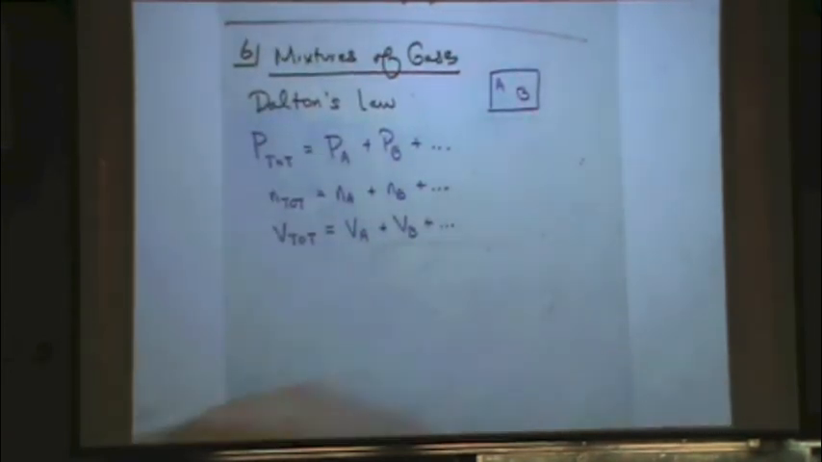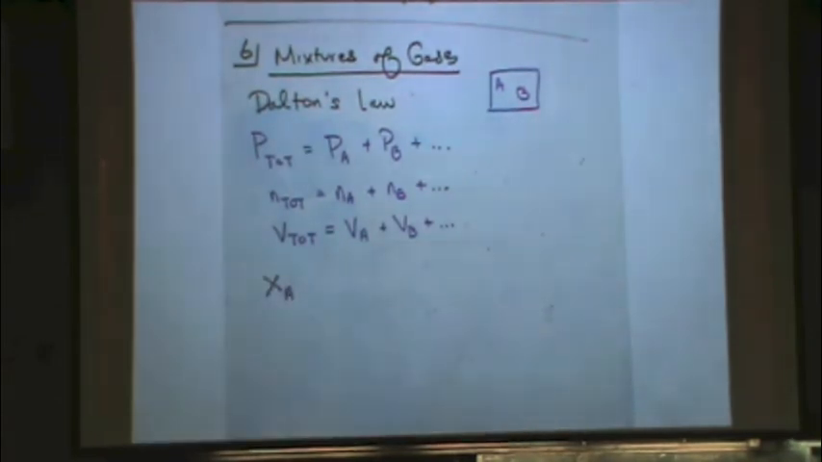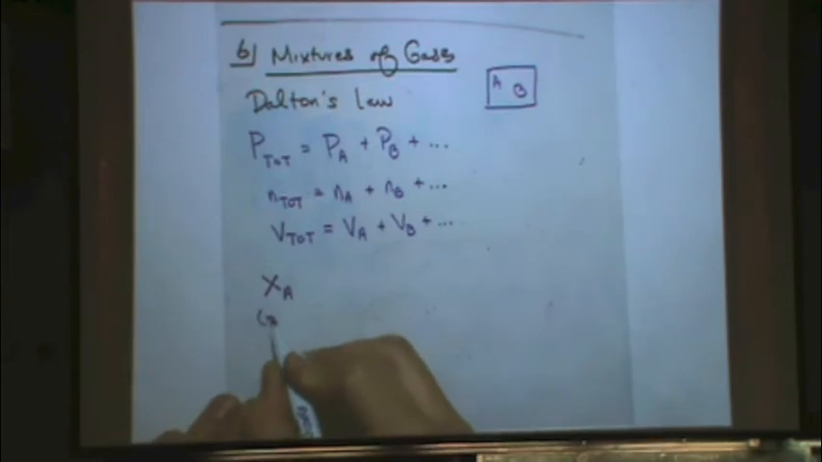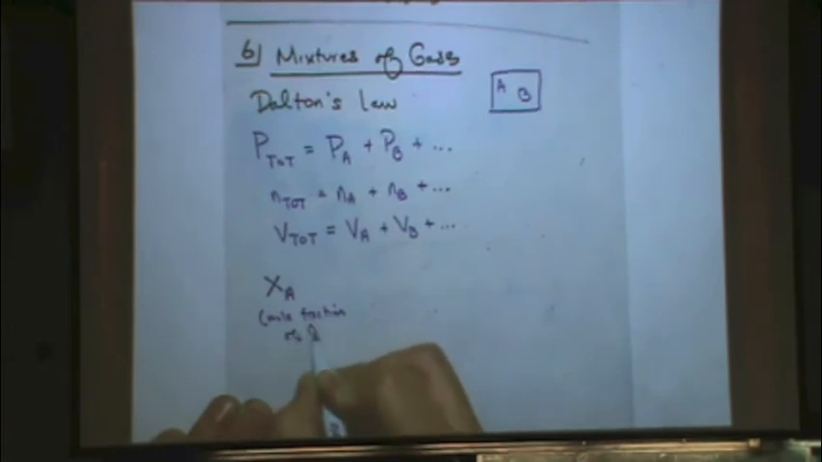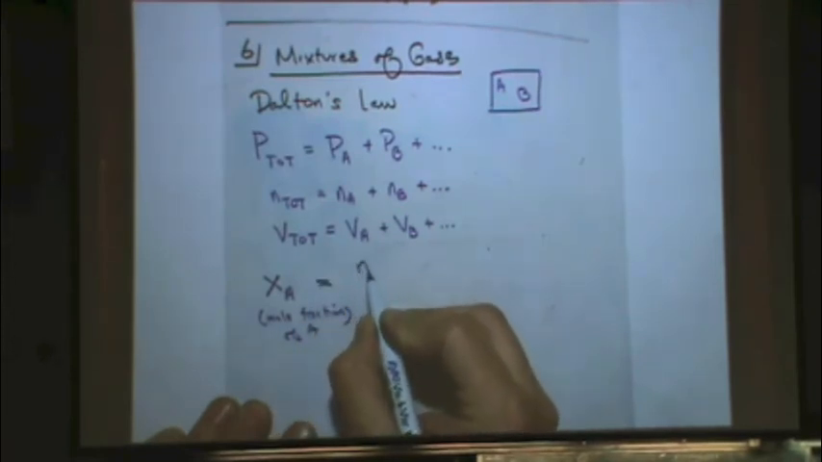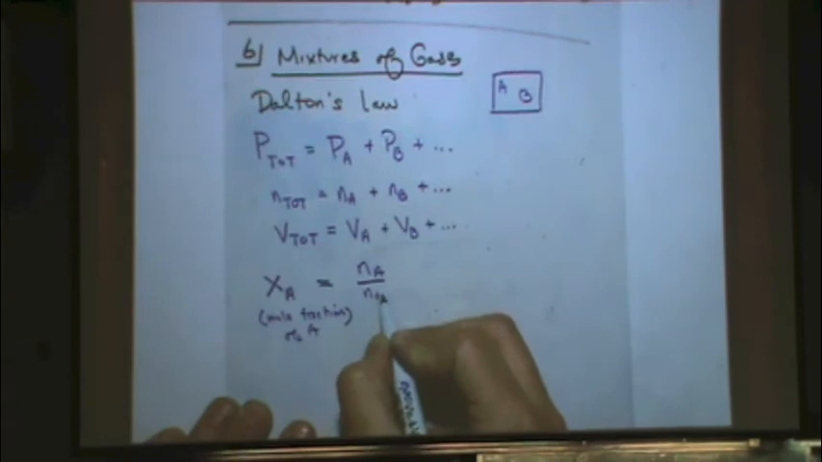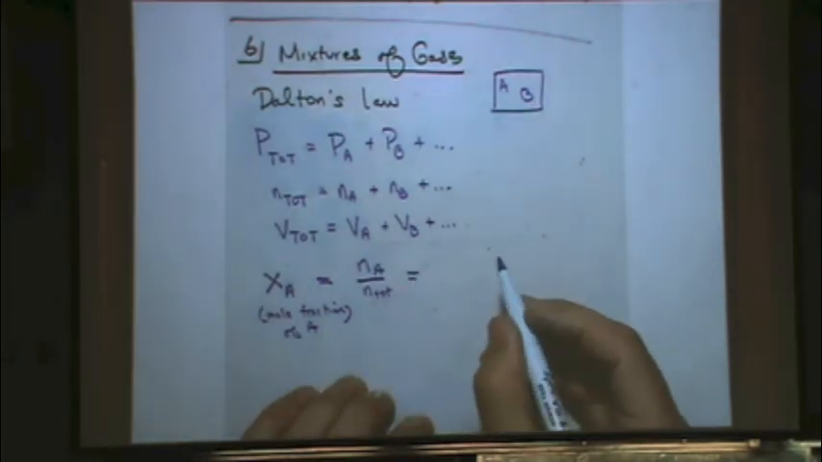So there's something else we can do with this. We can define something, X_A, which is called the mole fraction, in this case of A, the mole fraction of A, or lowercase x of A, and this equals, as you might guess, the moles of A over the total moles. Hopefully that kind of makes sense. The mole fraction, or the fraction of moles, is the moles of A in the container divided by the total moles of the container.